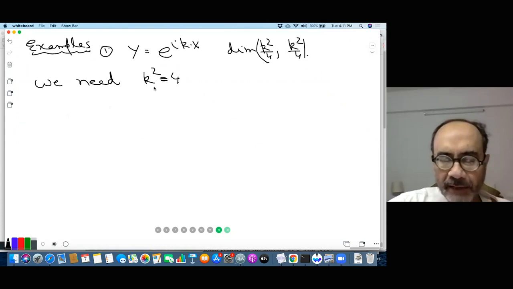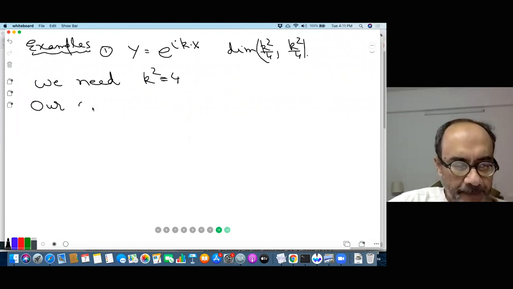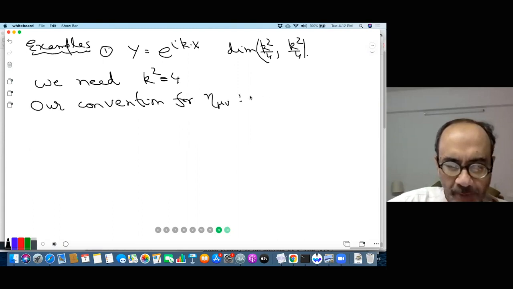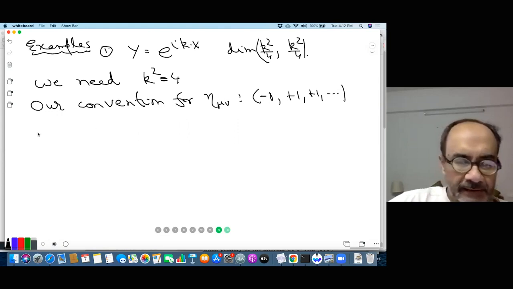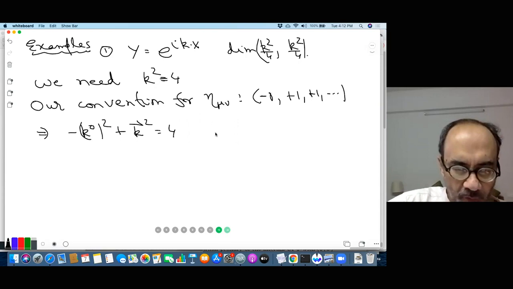Now I should have said this before, but let me say it now. Our convention for eta mu nu is what is called the mostly plus, which is -1 for the time and then +1 for the rest. So in this convention, this implies that minus k0 square plus k vector square is 4, or k0 square is k vector square minus 4.